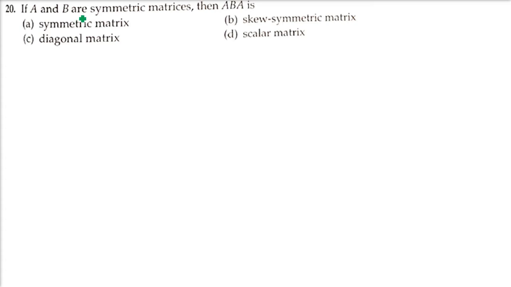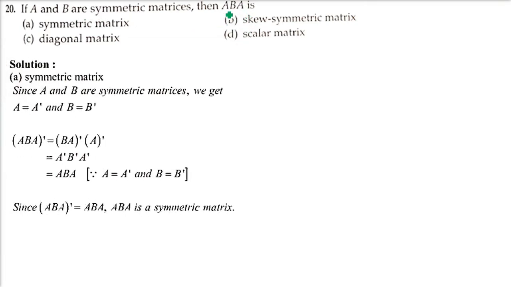If A and B are symmetric matrices, then A, B, A transpose. So you have to take the transpose of this. Okay, let us see. See, A, B, A. Since A and B are already symmetric matrices, A transpose is A, this is given, and B transpose is B, this is also given. We can directly use it. Now let us take the transpose.